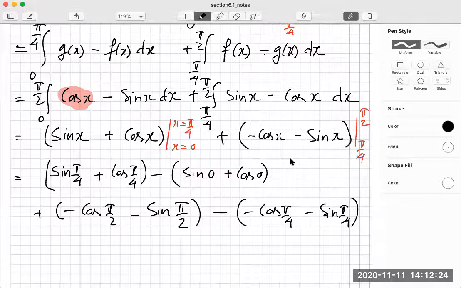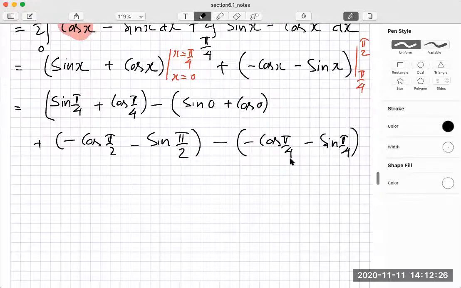So is it clear? So let us compute it, okay? So remember some special triangle.